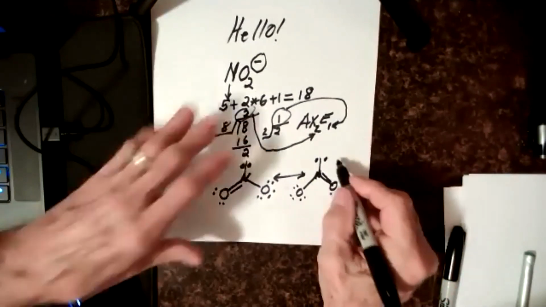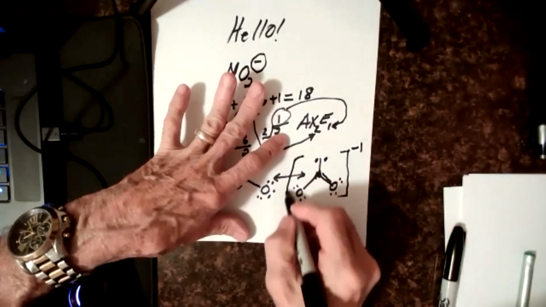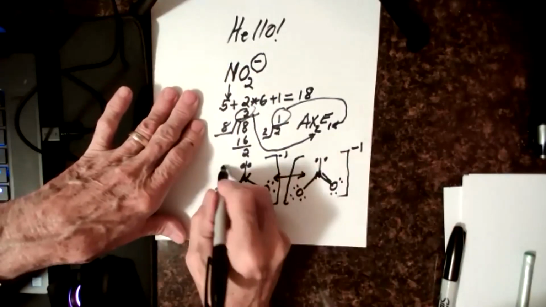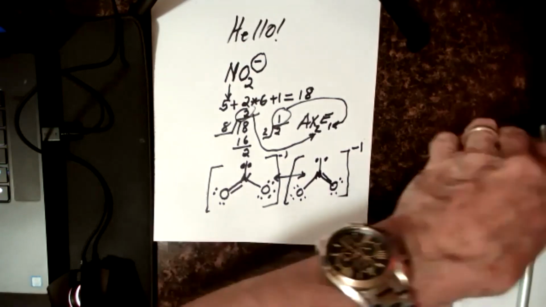So now each one of these is a -1 ion. And so I'd really need to show a -1 charge for everything. So that's the structure. There's 2 resonance structures for it. And that gives us the VSEPR notation and the shape.